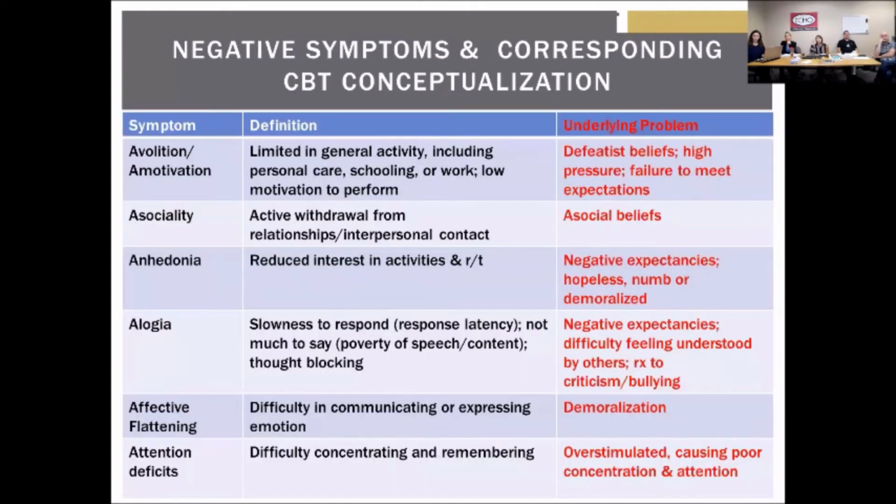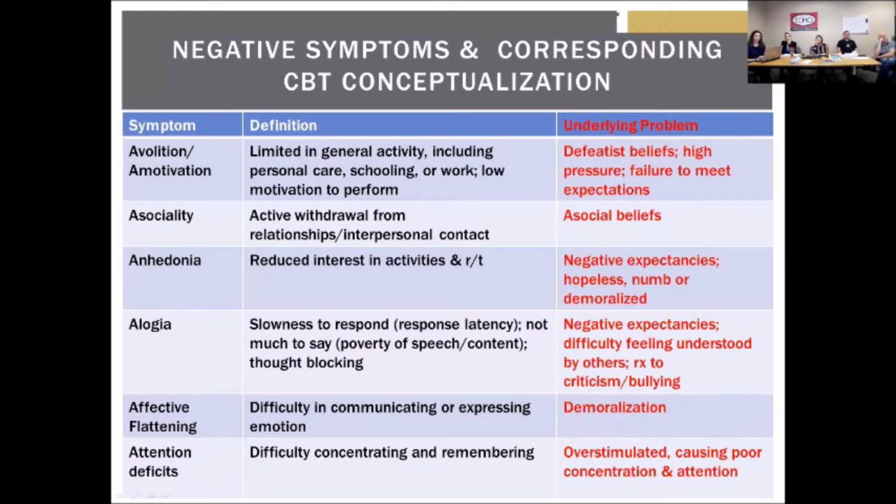When we think about negative symptoms from a cognitive perspective, not surprisingly, we see thoughts as the underlying problem that presents as a negative symptom. And the 3 kinds of thoughts that we typically see coincide with a negative symptom presentation are defeatist beliefs, right? This is not going to work out is an example of a defeatist belief. Asocial beliefs: why would I interact with other people? It's not going to be enjoyable. And then negative expectancies, right? Expecting that something in the future is not going to turn out well, not going to be worthwhile, not going to go well.